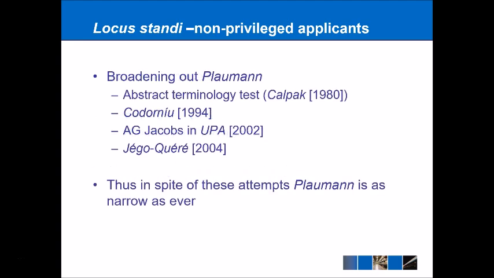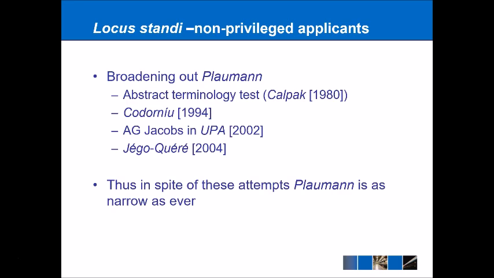Now, there have been attempts to broaden out Plaumann. The abstract terminology test in Calpak 1980 is one example, and this was the idea that the Court of Justice should look behind the form of an instrument and look to the actual substance of it. So even though something might appear to be a regulation, then the court should essentially look behind the cloak and say that in fact this is really a decision that individually concerns particular people. The problem with this is that the court doesn't look very far behind the cloak. As long as a regulation or a directive is written in sufficiently general terms, then that will be sufficient for it to not be individually concerning a particular applicant.